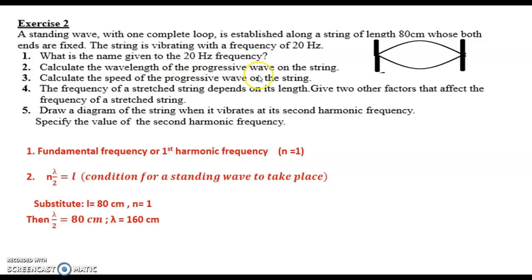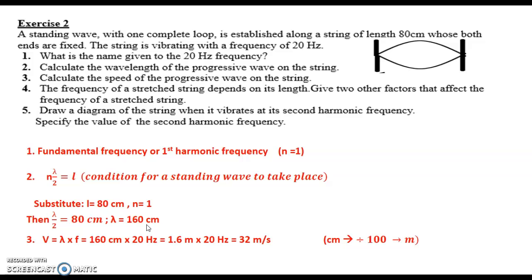Calculate the wavelength of the progressive wave on the string. Calculate the wavelength, having that there's a standing wave taking place and given the length of the string, so you can apply the condition for a standing wave: n lambda over 2 equals L. Substitute L equals 80 cm and n equals 1. Then lambda is 160 cm.